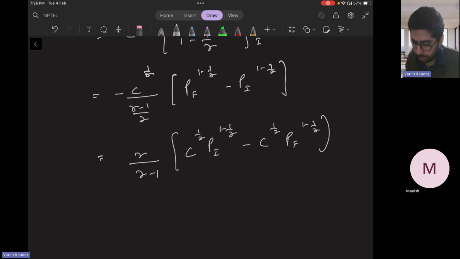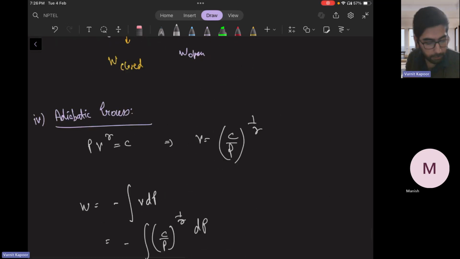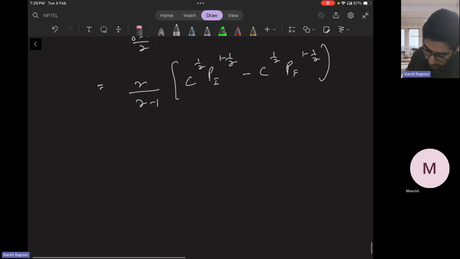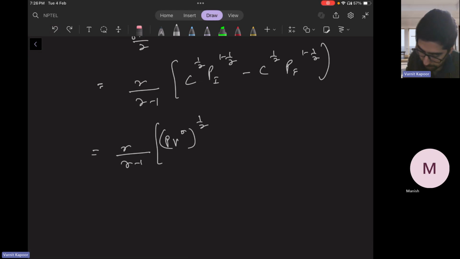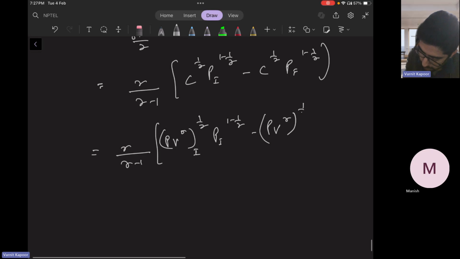Now what you can write, C can be written as C to the power of 1 by gamma, which can be written as PV raised to the power of gamma, to the power of 1 by gamma. As we know, this C is PV raised to the power of gamma from the adiabatic law. So P initial to the power 1 minus 1 by gamma, and similarly P final to the power 1 minus 1 by gamma.